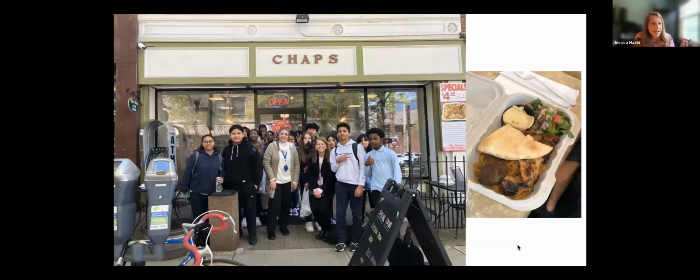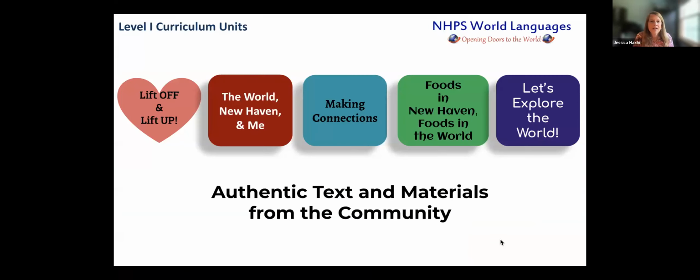This is Arabic classes going down to one of the many, many local Arab food restaurants, and they also were required to order in Arabic. And so we've really been able to get back out into the community this year and push it. And these are all level 1 classes, which is the best part. So we also are able, and I'm sure you are, to take authentic texts and materials from the community.